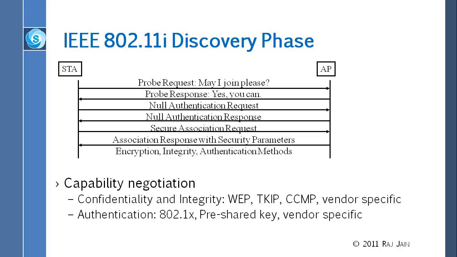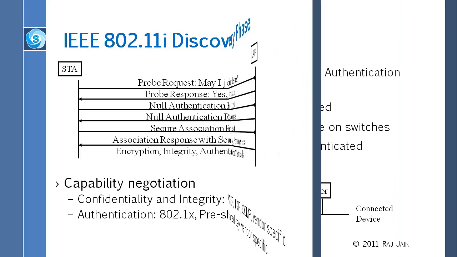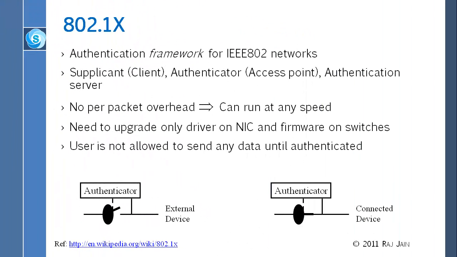So actually the details are not on the slide, but basically, and this is what I think, this message contains the whole list from this side, and this message contains the selected list from that side. So the secure association request has all of the same things, but a whole list here, and this one is one individual choice here. 802.1X we already talked about.